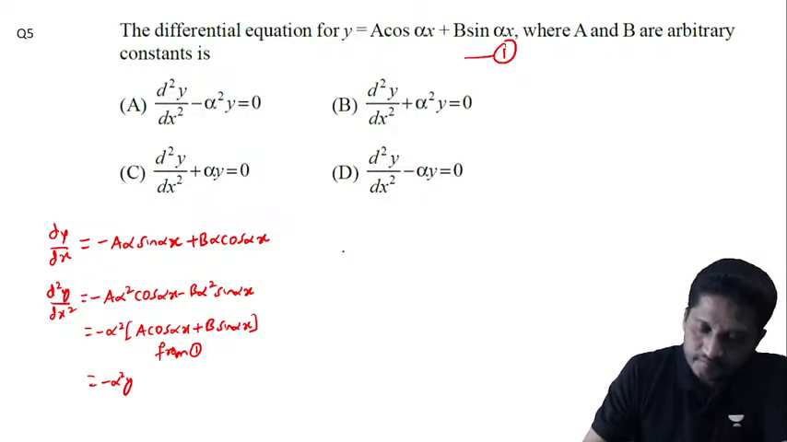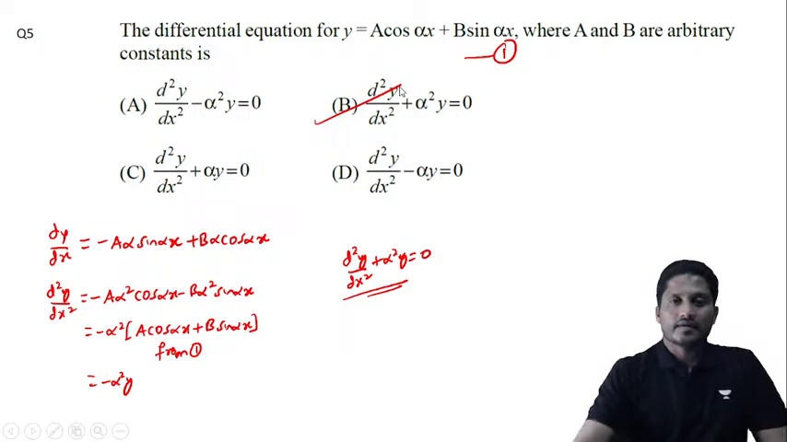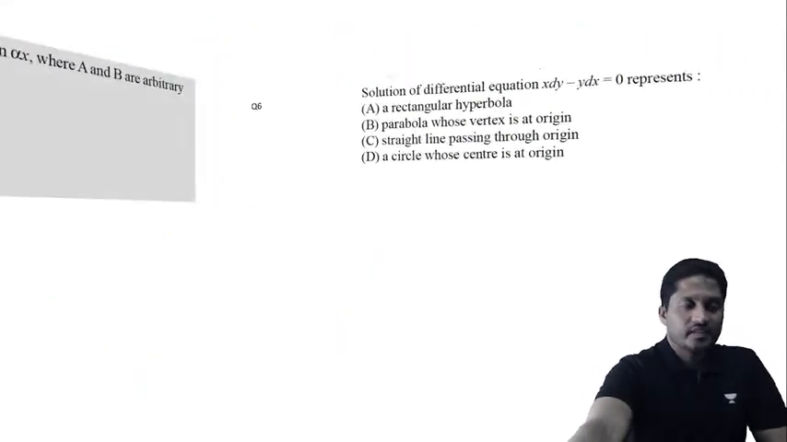Shift on the left side, you will get d square y upon dx square plus alpha square y is equal to 0. Right, answer is option B. Let's move to the next question.